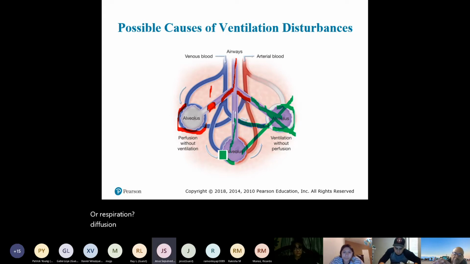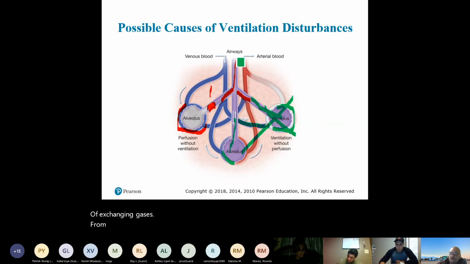Diffusion is the process of exchanging gases from an area of higher concentration to an area of lower concentration. I'm going to put it on the chat. The process of exchanging gases by a gas going from an area of higher concentration to an area of lower concentration.